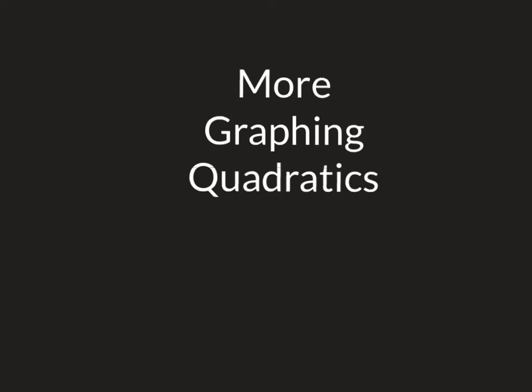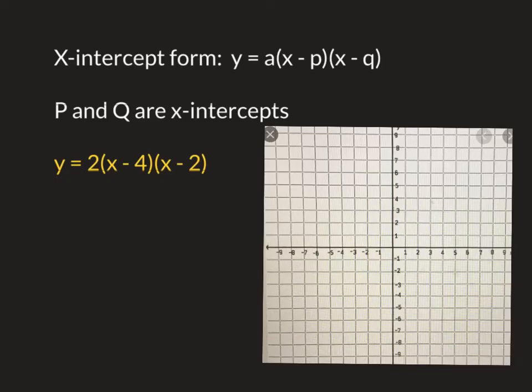All right, guys, going to do a little bit more graphing of quadratics today. A little extension on what we did yesterday, a couple of new things. So here we go. First thing is x-intercept form. Yesterday we did what is called vertex form and also standard form. So we got intercept form, which looks like this.